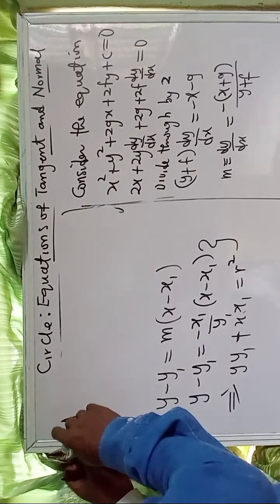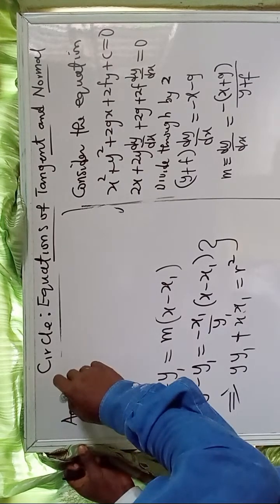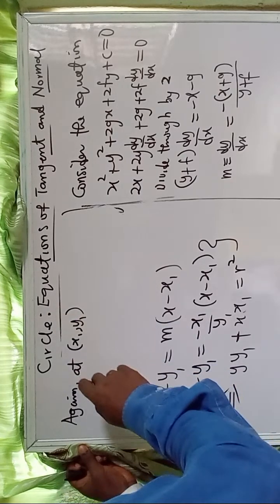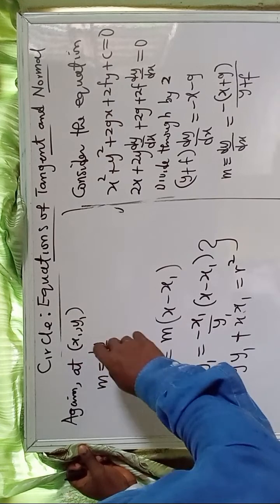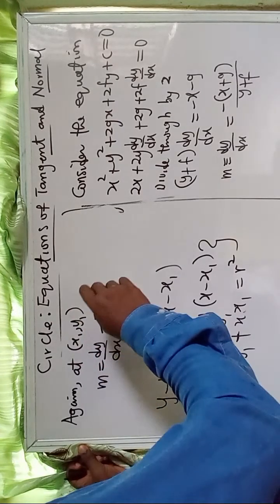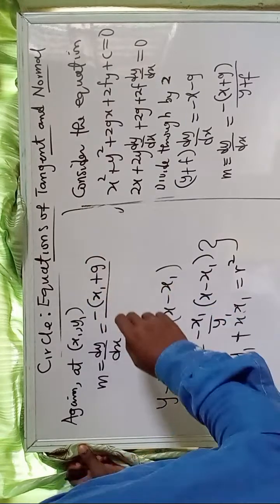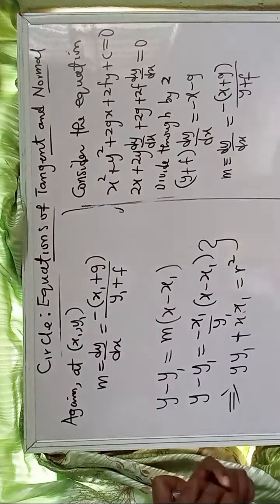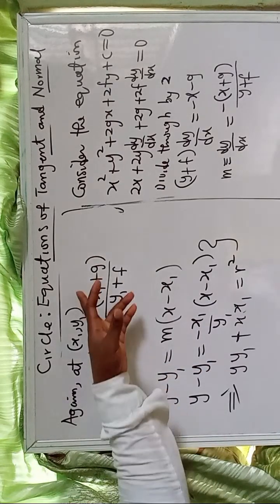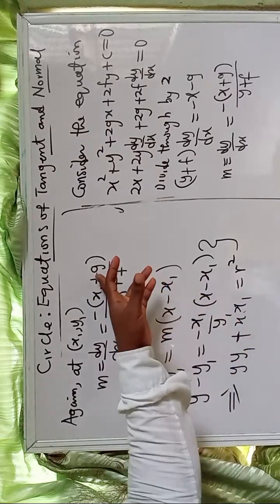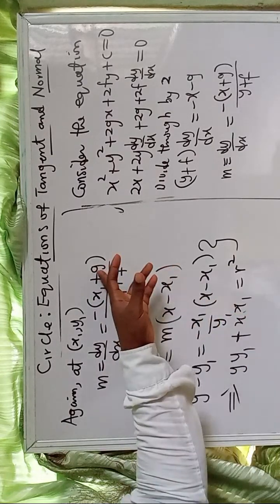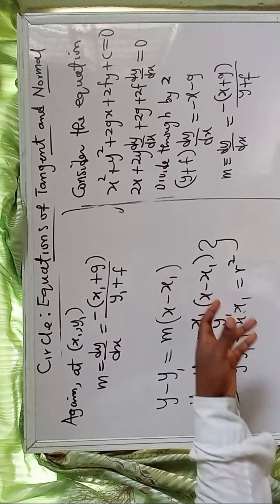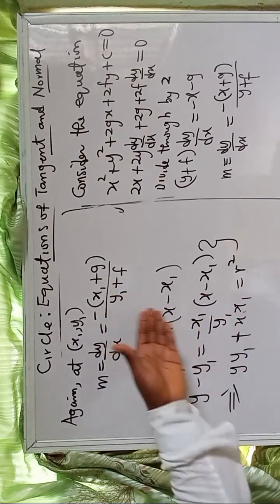So again, at x1 comma y1, m, which is dy/dx, will be equal to minus (x1 plus g) all over (y1 plus f). You see that the only difference between this slope and this slope here is that this g and f are 0. If g is 0 and f is 0, we solve as an equation of this form. So you should see that now these are similar.